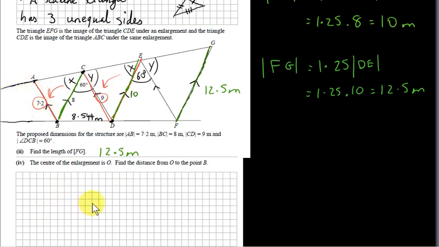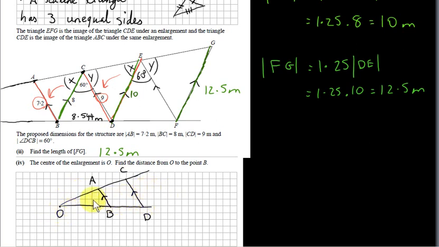So I'll draw that sketch here. I've drawn in the line AB and the line CD. We know that AB is parallel to the line CD. I explained that earlier. So where the line joining AC meets the line joining points B and D, we have the centre of the enlargement, which is called O.